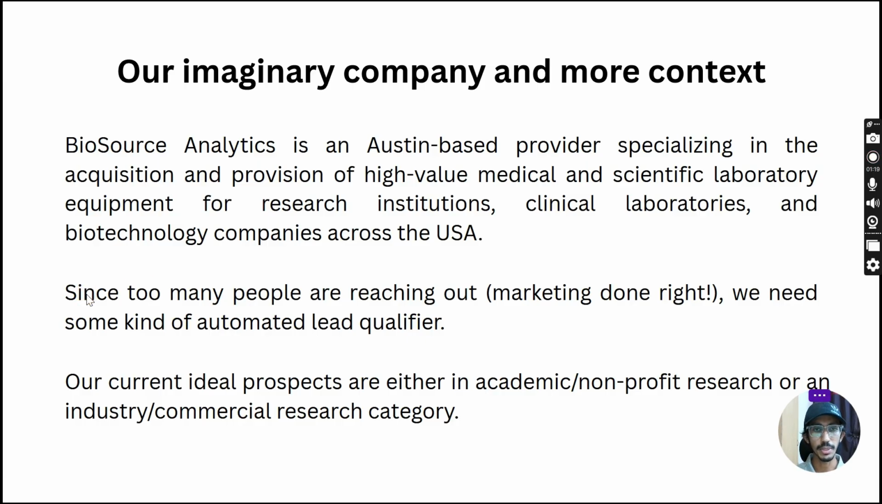Since too many people are reaching out, which means their marketing team is doing a great job, we need some kind of automated lead qualification method. Otherwise, you have to pay a lot for manual qualification. Our current ideal prospects are either in academic or non-profit research, or in an industry or commercial research category. We won't be accepting leads from other industries right now.